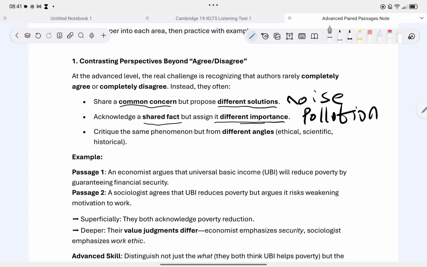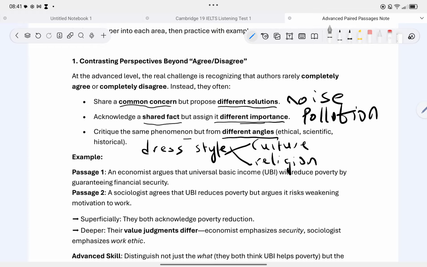All right. The next one says you may see two paragraphs that critique the same phenomenon but from different angles, maybe ethical, scientific, or historical. For instance, two people may critique dress styles. The first paragraph may critique it from the aspect of culture. Another may critique from the perspective of religion. What does that tell us?